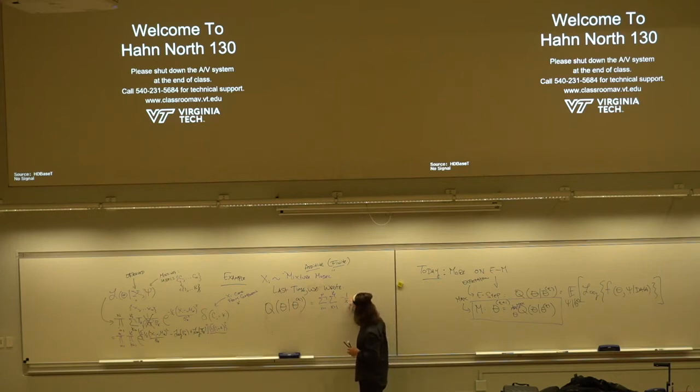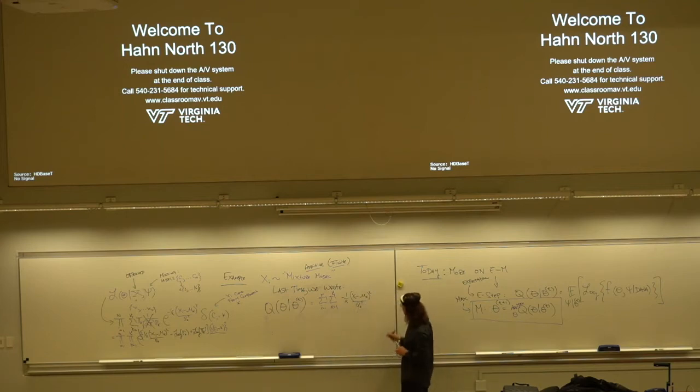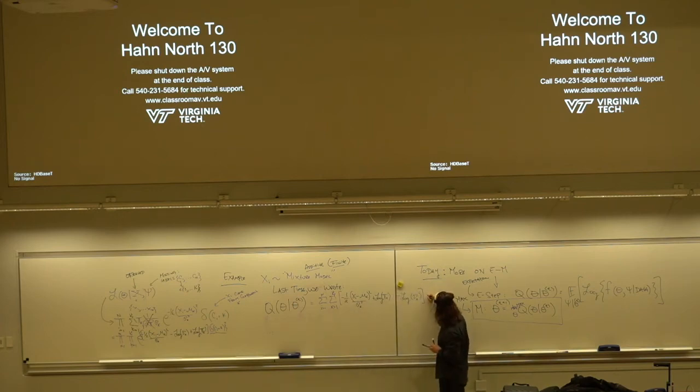I almost wrote this down last time. I actually made a mistake. I'll tell you where the mistake was in just a second. Plus logarithm of pi k, sigma k. And then I have my expectation of my indicator function, Ci is equal to k.